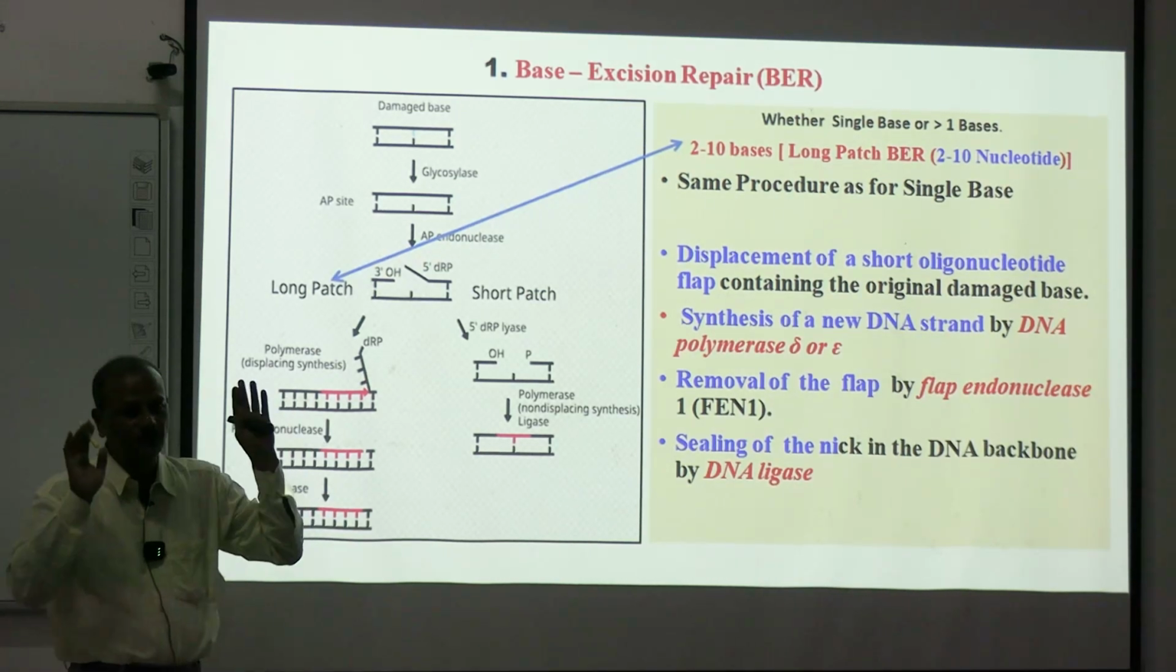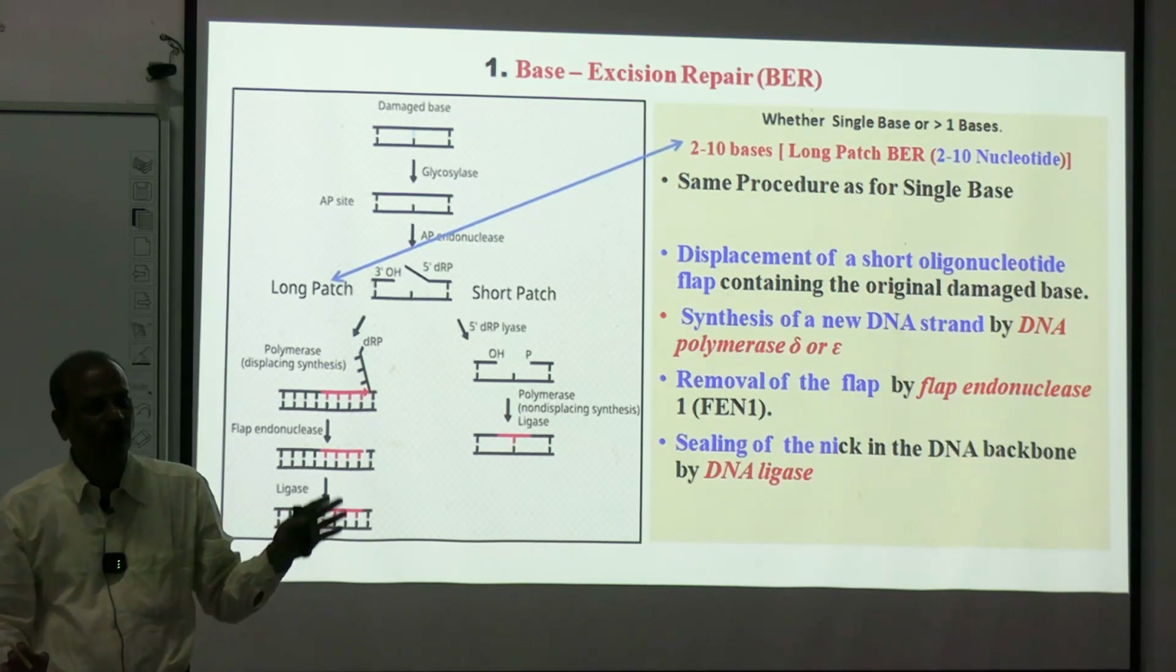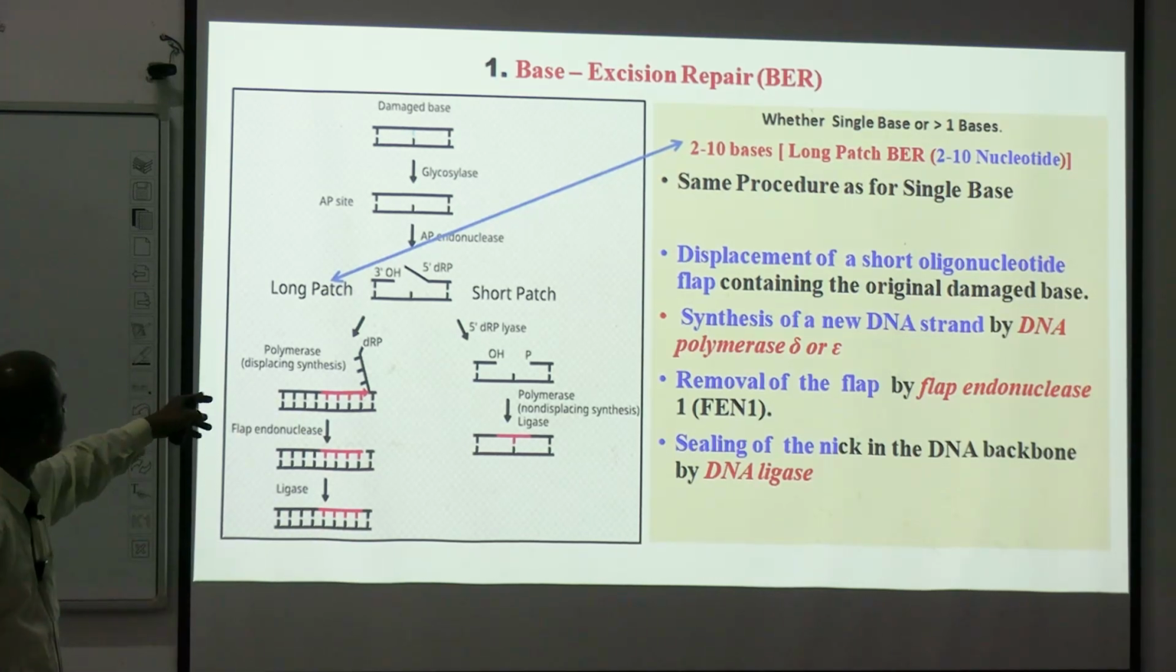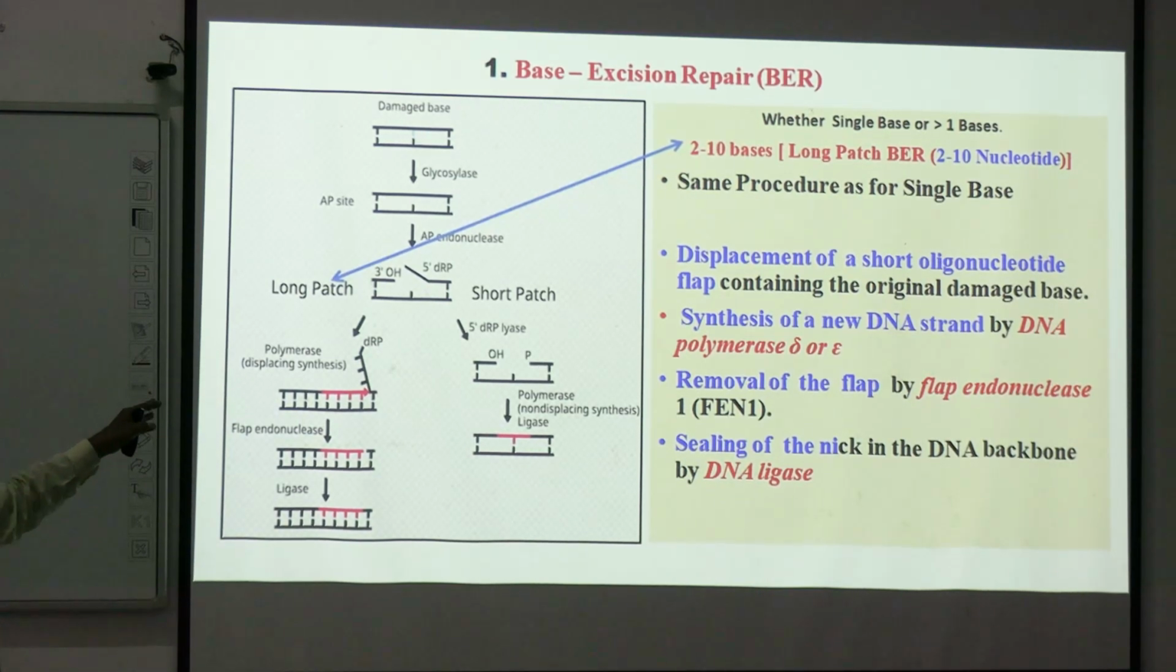So whether you require a single nucleotide replacement or 2 to 10, whether one short patch repair or long patch repair, that will be decided by the sensor, because I told you that the sensor must sense what type of defect it is. Whether I should go for base excision repair or nucleotide excision repair, or if there is a mismatch, then mismatch repair, and if something more, like cross linkage or strand breaks, then other methods. So with that I conclude. The rest of the mechanisms I will discuss tomorrow.